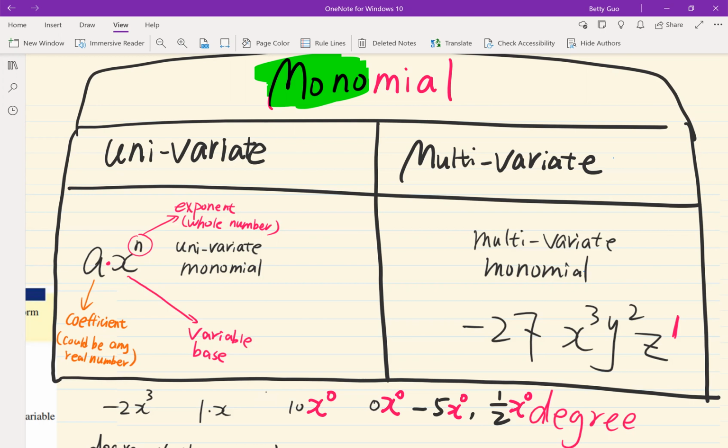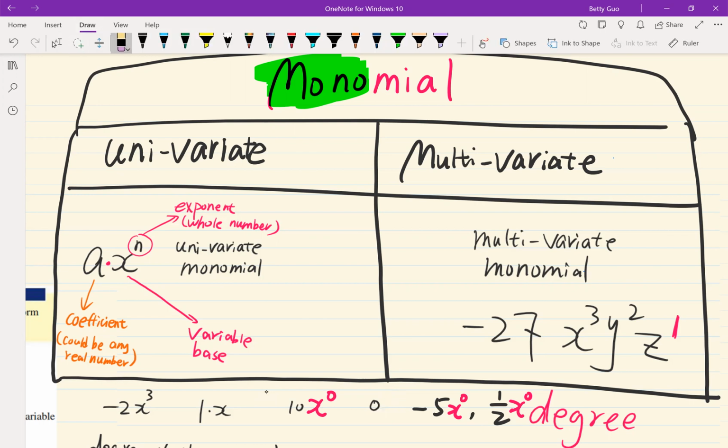In order to see if you really understand the definition, let's look at those expressions below. On the bottom we have 1, 2, 3, 4, 5, 6, six expressions. We're going to determine which of them are monomials and which are not. So far we're talking about univariate monomials. Let's look at the first one.